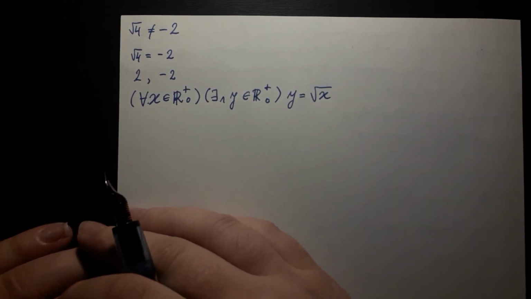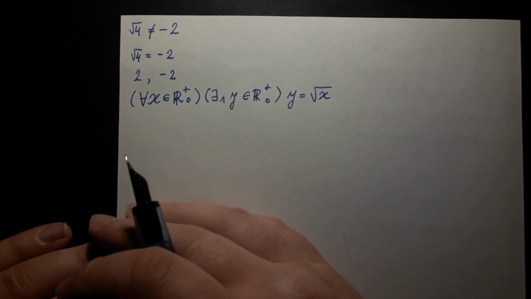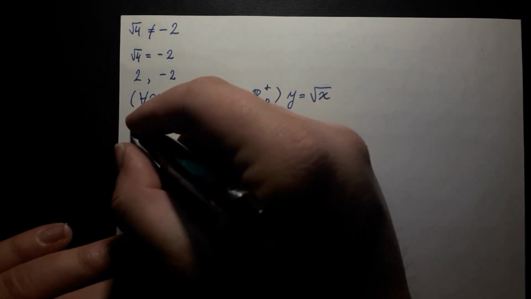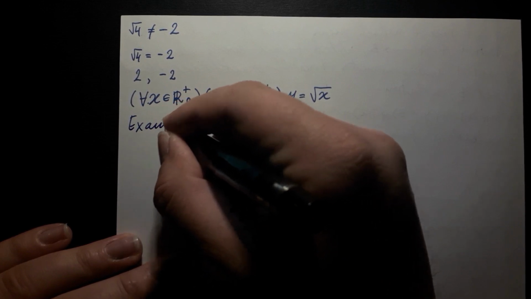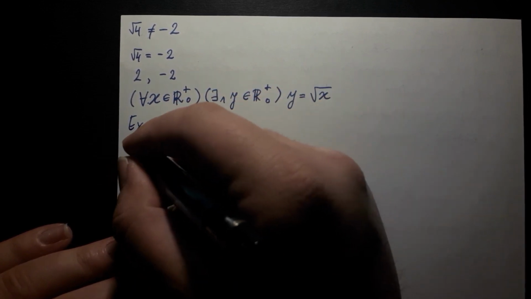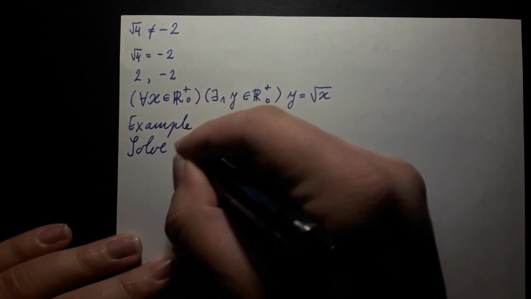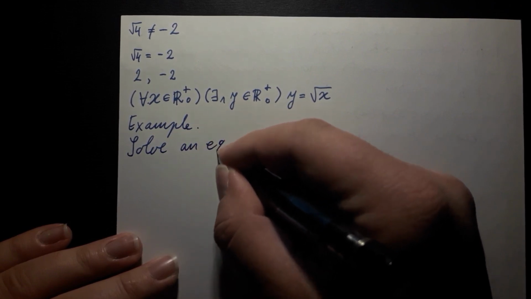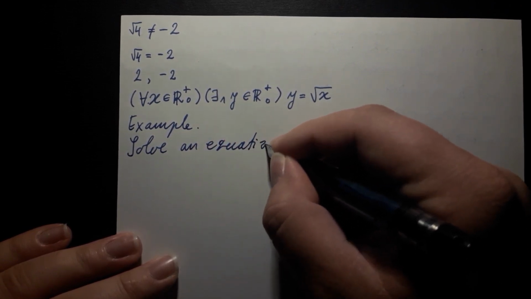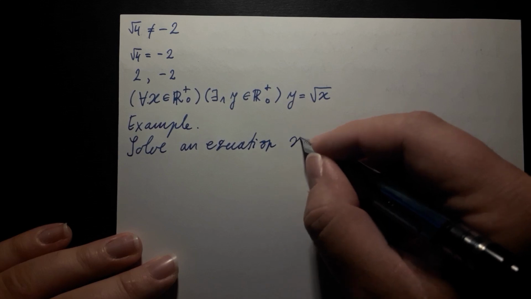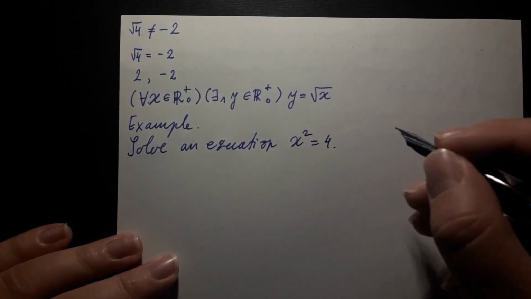Now I want to show on an example what the application of the square root function looks like when solving a quadratic equation. In order to explain this concept, I will take a simple example. So this is our example. Solve the equation x squared is equal to 4.